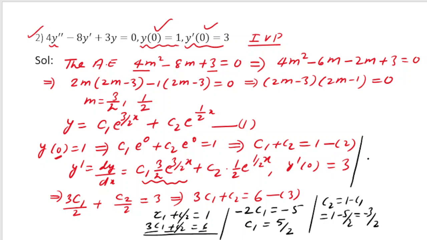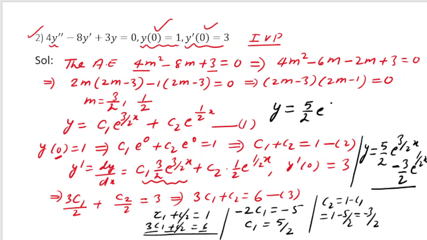So there is no space at the bottom, so I am writing the final solution here, that is y is equal to, in place of c1 I am writing 5 by 2 e to the power 3 by 2x, and c2 is minus 3 by 2, so minus 3 by 2 e to the power 1 by 2x. So this is the solution. I write it again here because it is slightly clumsy. So I am writing here 5 by 2 e to the power 3 by 2x minus 3 by 2 e to the power 1 by 2x.